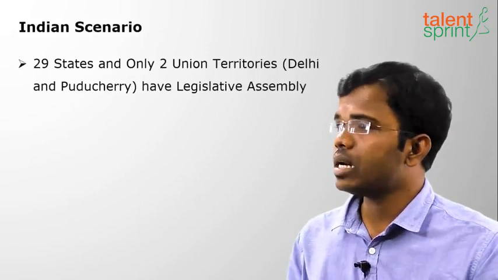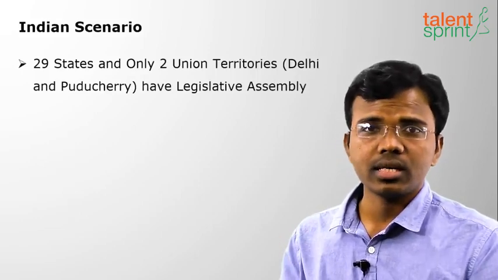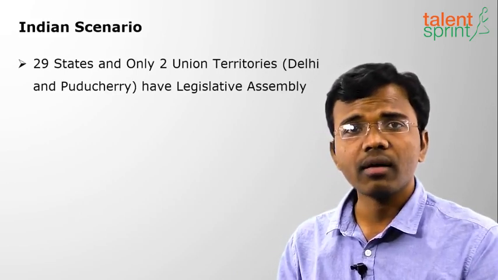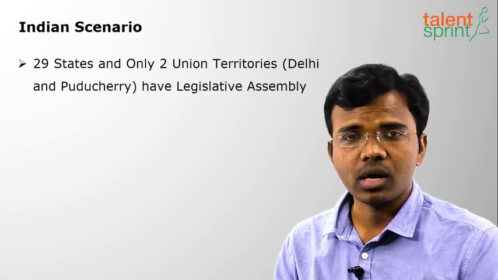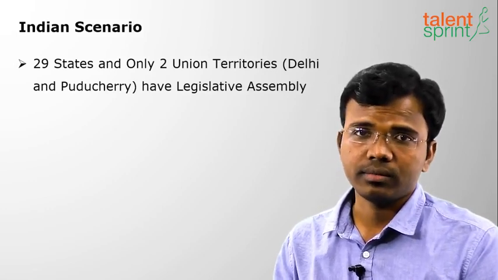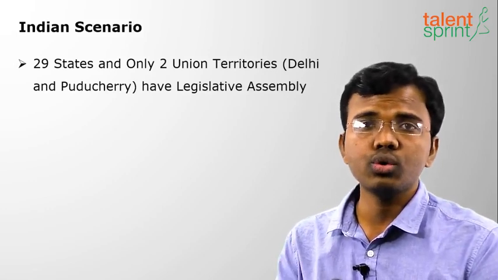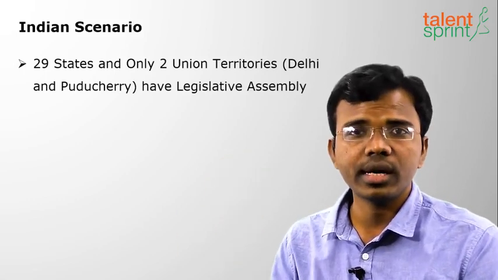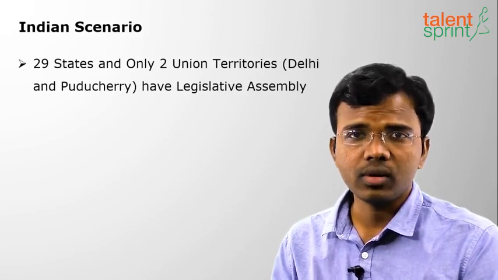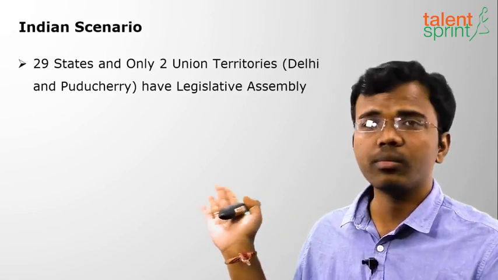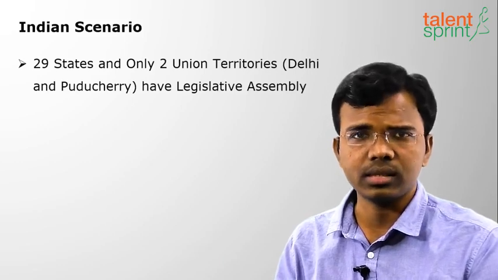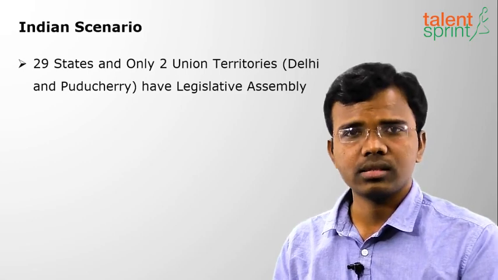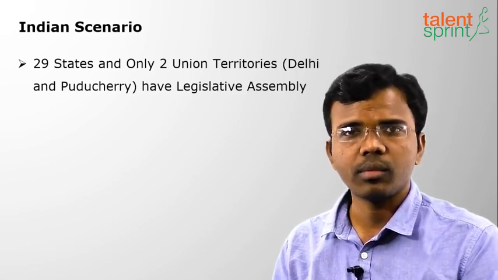For legislative assembly, 29 states and only 2 union territories, that is Delhi and Puducherry, have legislative assemblies. How many union territories do we have? Seven. So out of 7, only 2 UTs. What are they? Delhi and Puducherry. And the remaining 29 states have legislative assemblies. So these UTs, Delhi and Puducherry, have a CM also because they have assemblies. They have MLAs, and the MLAs will choose one person among them as chief minister.